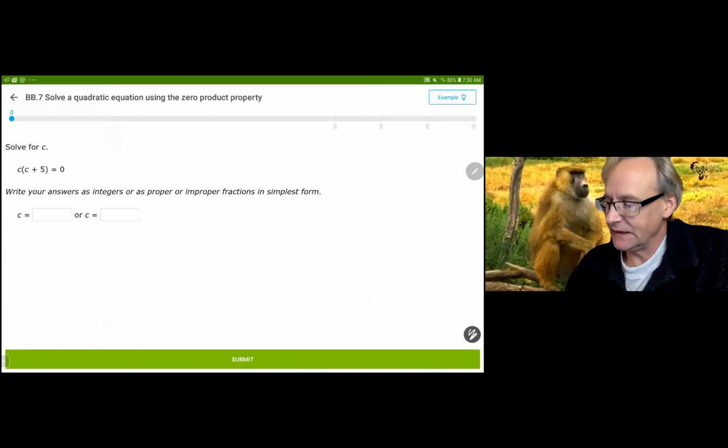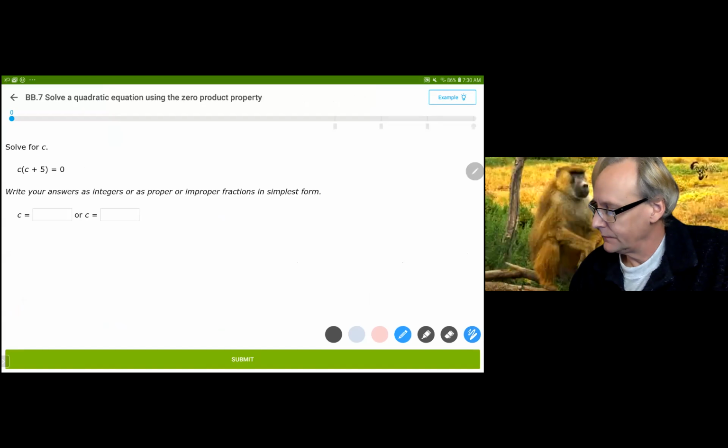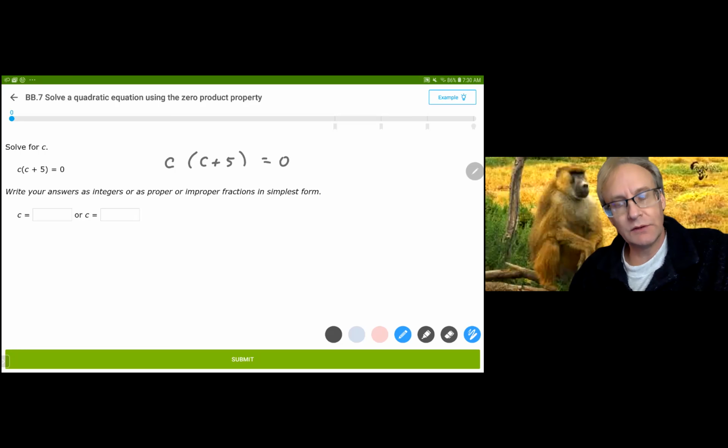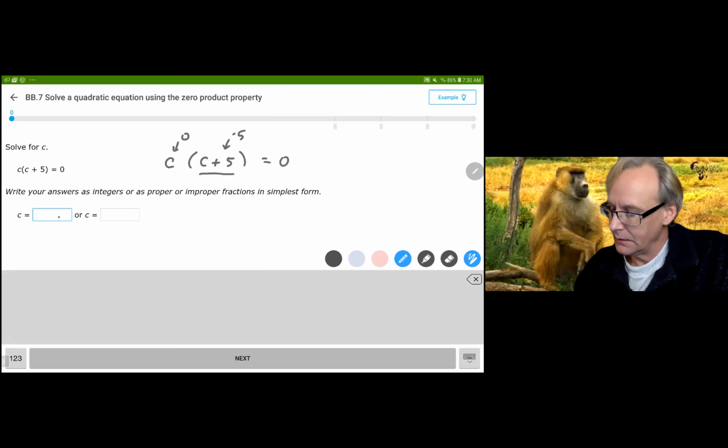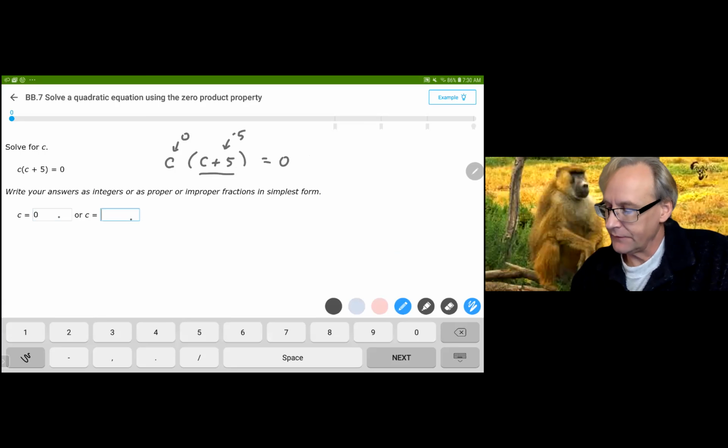They told us that C times C plus 5 was equal to 0. So what we know, because of the zero multiplication property, is that either C is equal to 0 or the C plus 5 is equal to 0. And if this is 0, C is -5, isn't it? So either one will make it true. If C is 0, then 0 times 5 is 0. And if C is -5, -5 times 0 is 0. So it works either way. So we have 0 and we have -5.